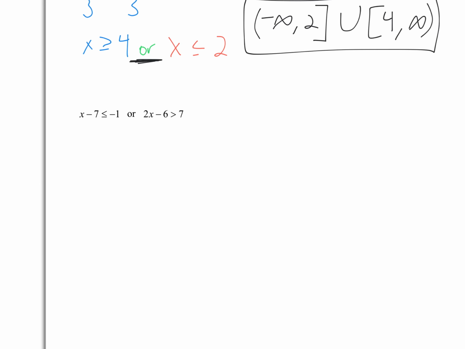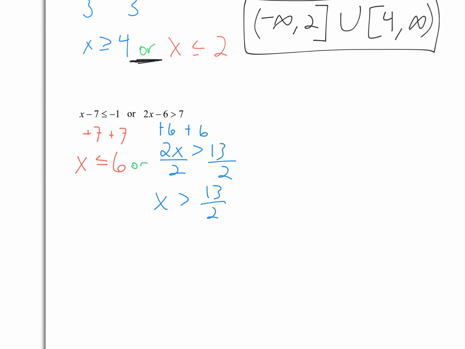And for our final example, we've got one more OR inequality. Let's solve these individually again by adding 7. So we have x is less than or equal to 6, or, well, let's add 6 first. 2x is greater than 13, divide by 2. X is greater than 13 halves. Let me carry this one down so it looks neat.